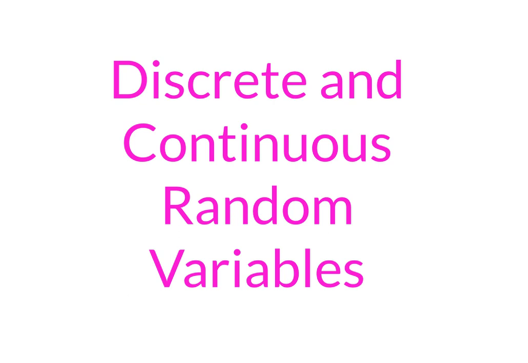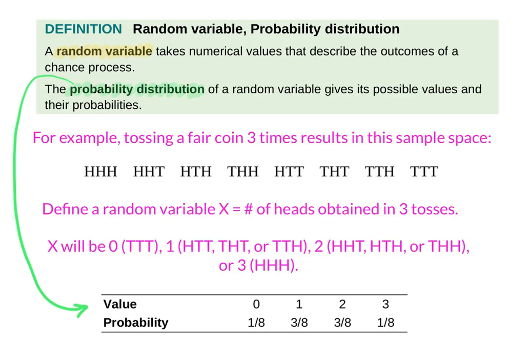In this video, we're going to talk about discrete and continuous random variables. When you think about the term random variable, it sounds like any variable in mathematics because it feels random. But for our purposes, we're talking about random in terms of probability, right? So randomly selecting a card or a person from a group. And a random variable takes numerical values that describe the outcomes of a chance process.